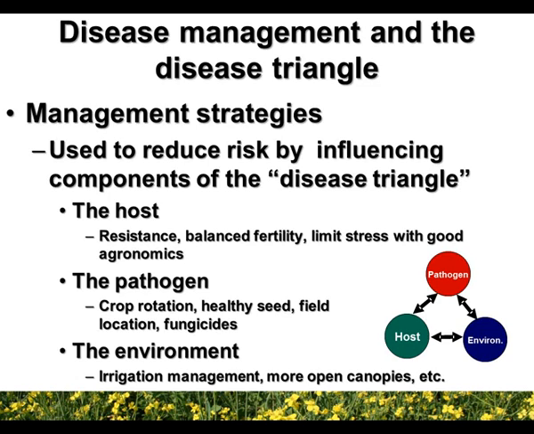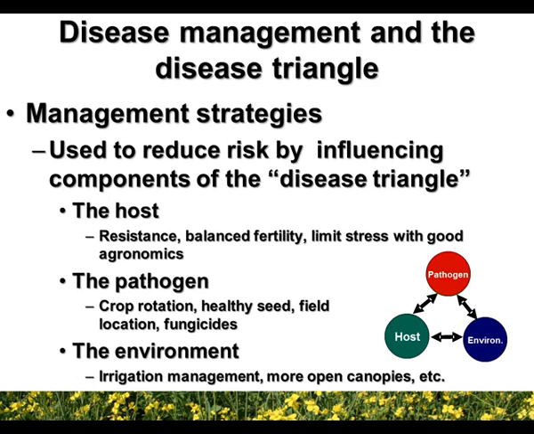a management strategy in terms of, if you know that you've had a blackleg problem, for instance, in one field, you may want to avoid planting immediately adjacent to that field. And last but not least, of course, with the pathogen, you can target it with fungicides, whether they're foliar products put in crop or applied to the seed.